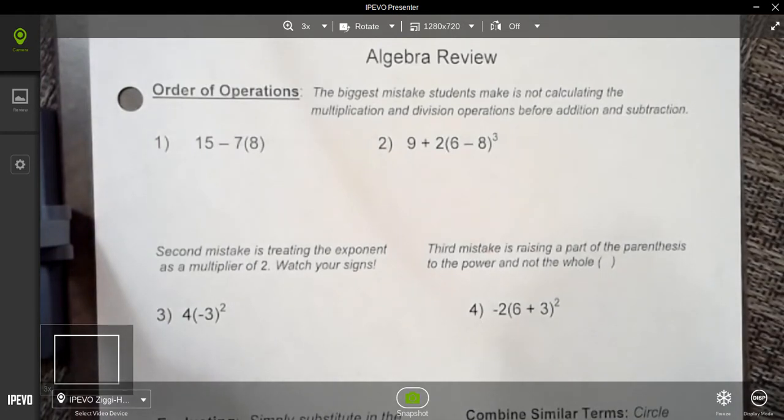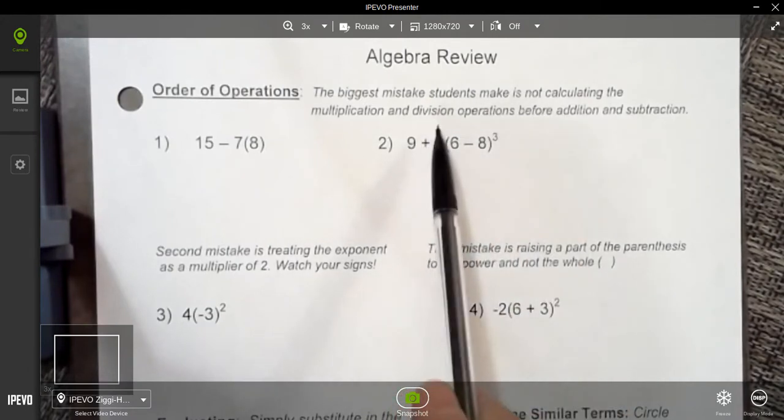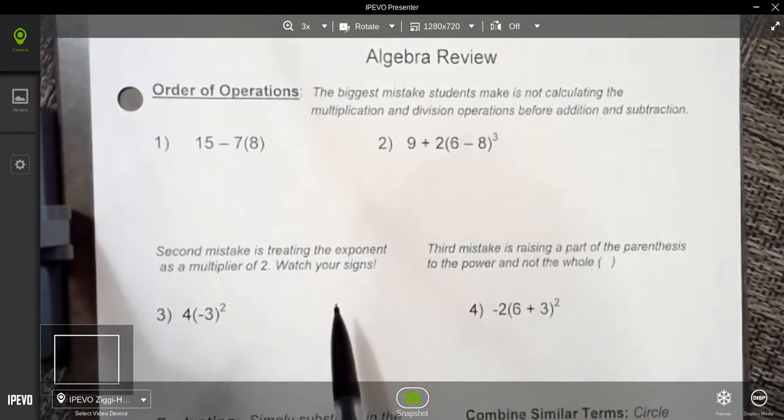Time now to do a little algebra review, and we're going to start off by talking about order of operations. And we're going to look at some mistakes that students frequently make when working through an expression. And we're going to start off with the biggest mistake that I often see, and it's not calculating the multiplication and division before the addition and subtraction.